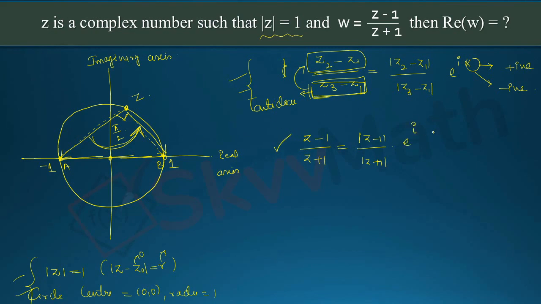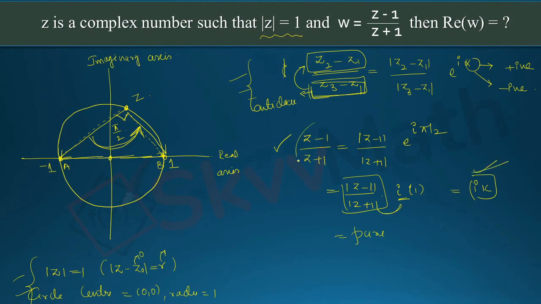What is the angle here? We have pi by 2. Now what is e to the power i theta? cos theta plus i sin theta. So |z - 1|/|z + 1| into cos pi by 2, and cos pi by 2 is 0, leave it, plus i sin pi by 2, and sin pi by 2 is 1. Can you see this? This is a real number with i, so it is purely imaginary, because it is in the form of i times some real number. Therefore there is no real part, which means the real part of (z - 1)/(z + 1) is 0, that is, the real part of w is 0.